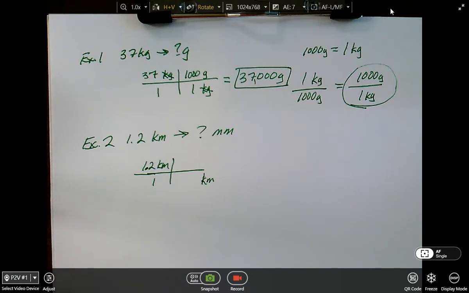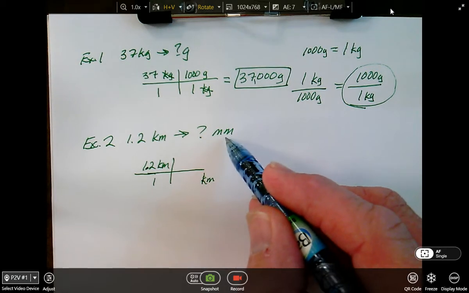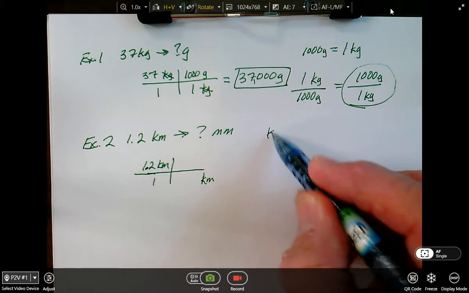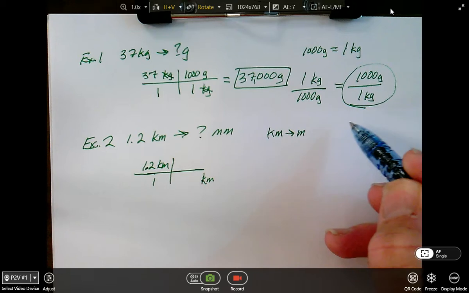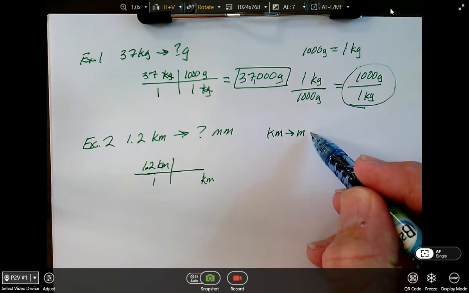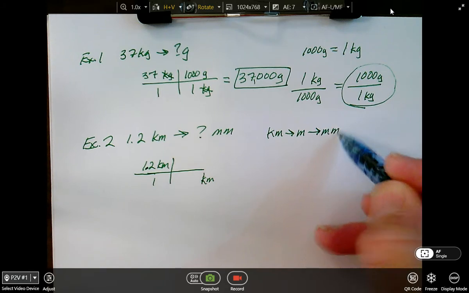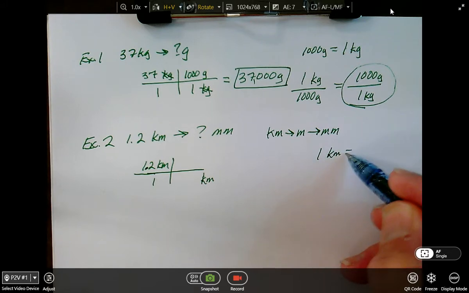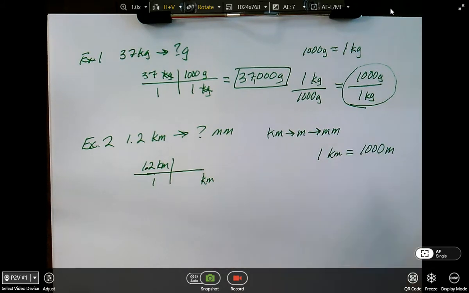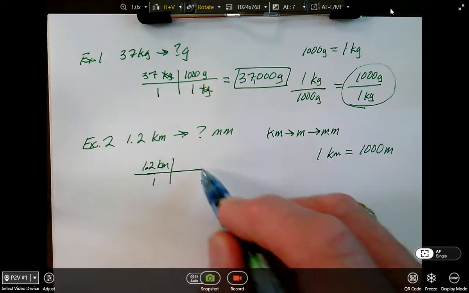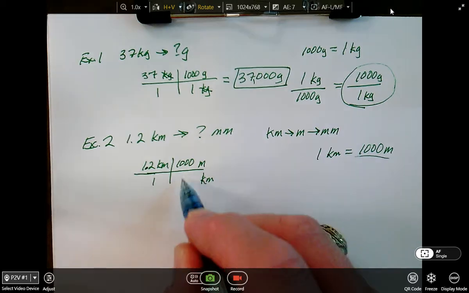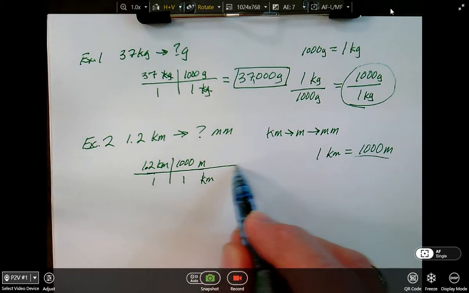Okay, so, well, I don't know exactly, but I do know a relationship between kilometers and meters, right? So in this one, I can convert kilometers to meters first. And then I know a relationship between meters and millimeters, so then I can convert to millimeters. As we know, 1 kilometer equals 1,000 meters. So in my conversion factor here, I'm going to put meters on top. And what's going to go with the meters? Well, the 1,000 has to go with the meters, so I put that on top. 1 goes with the kilometers. I don't want to reverse that or else I'll get the problem wrong.